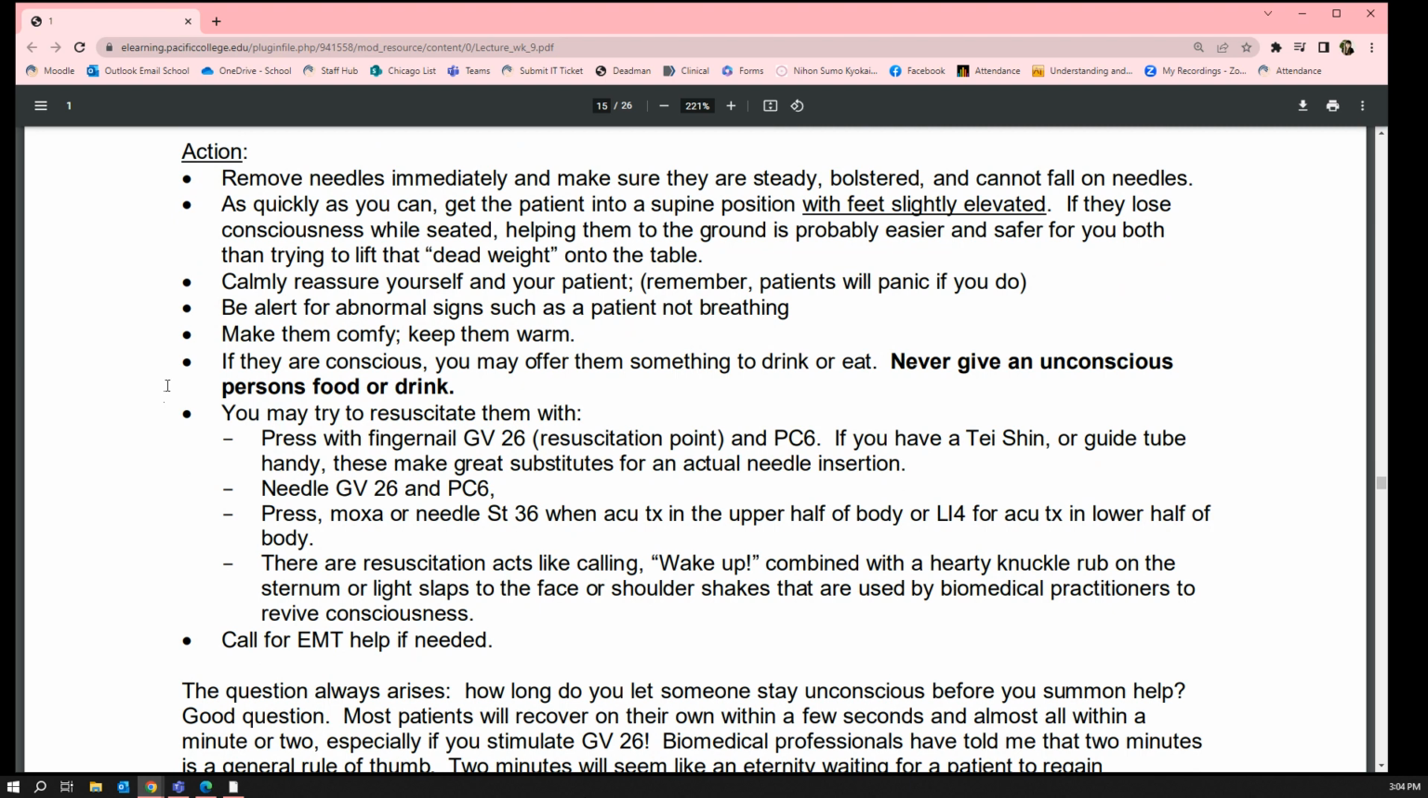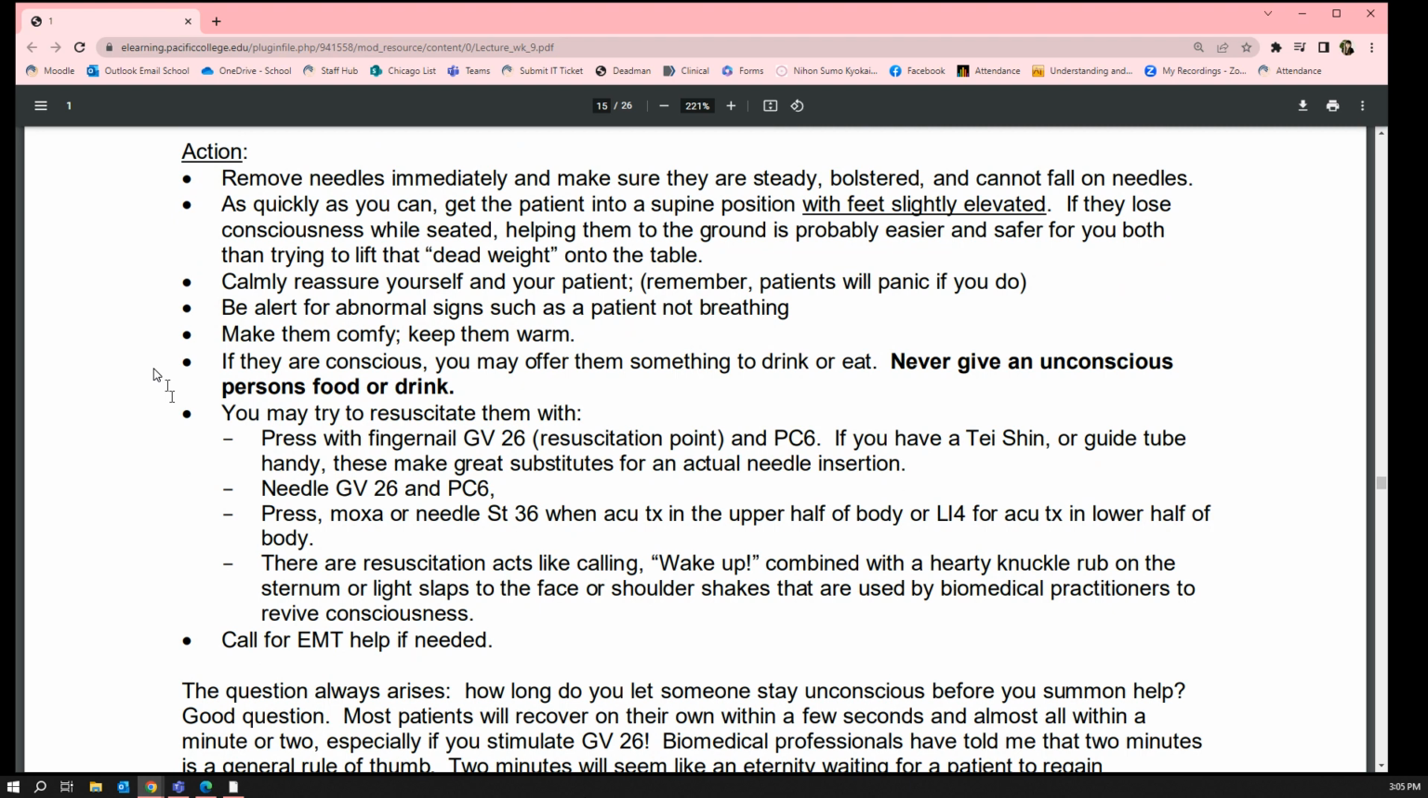As quickly as you can, get them into a supine position with their feet slightly elevated. You want their feet over their head, their feet over their heart. You may want to help them to the ground if they're seated. The ground is the safest place because they can't fall if they're already on the floor. Calmly reassure yourself and your patient. Again, remember, patients will panic if you do. Be alert for abnormal signs such as patient not breathing. Make sure to keep them comfy, keep them warm.